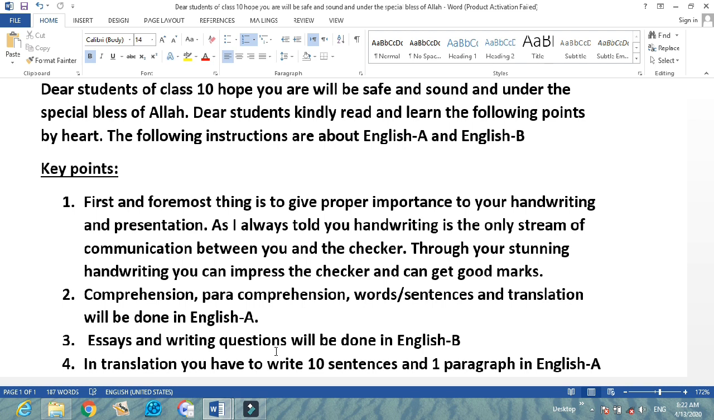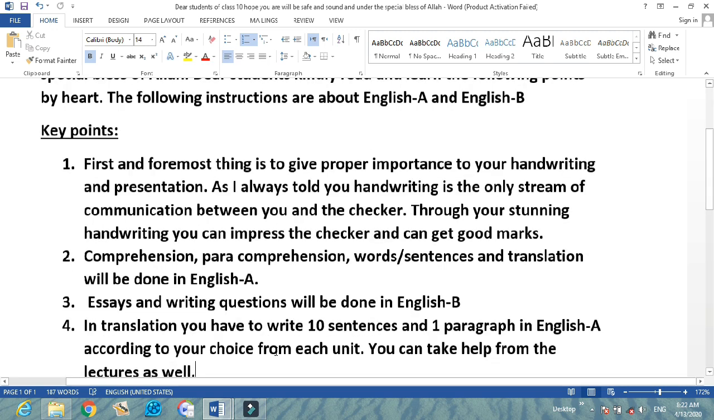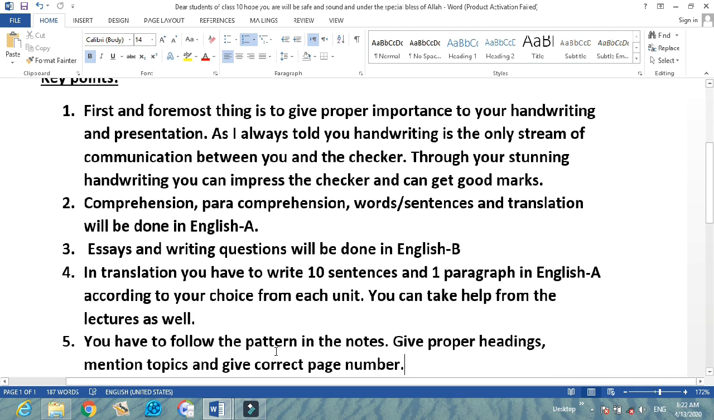Comprehension, para-comprehension, word sentences in translation will be done in English A notebooks. Essay and writing questions will be done in English B notebooks. In translation, you have to write 10 sentences and one paragraph in English A according to your choice from each unit. You can take help from the lectures as well.